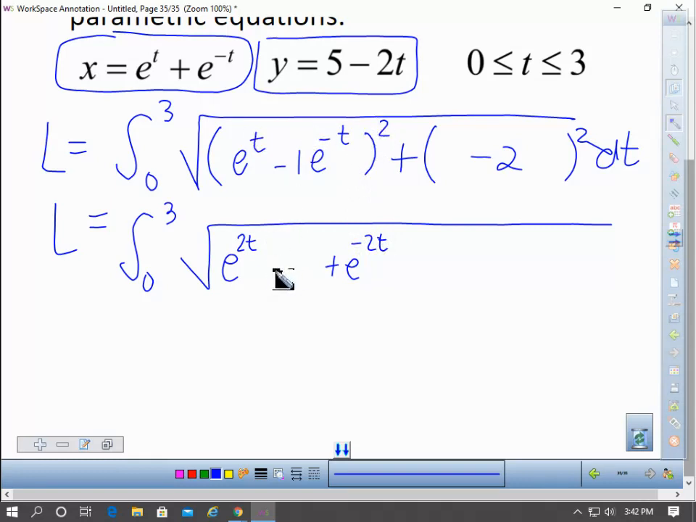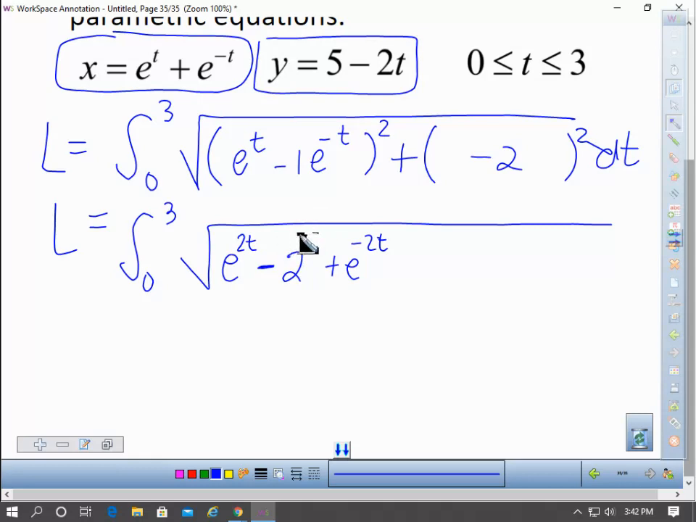Now we need the middle term. Now to get the middle term, when you square a binomial, you multiply these together and then double it. So when we multiply these together, it's going to be a positive times a negative. So this is going to be a negative. And when you multiply e to the t times e to the -t, remember when you multiply powers, you add the exponents. So when you add t and -t, you get 0. So this is going to be e to the 0, which is 1, and then you're going to double it. So that's going to give you -2.